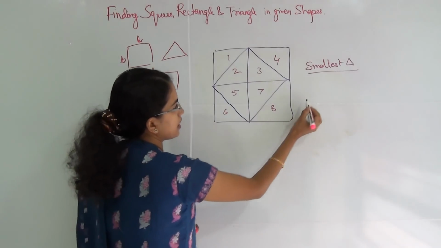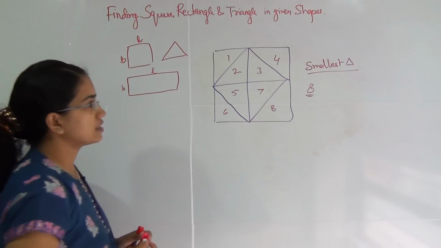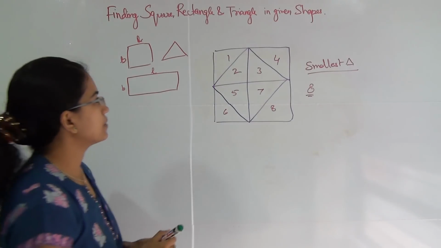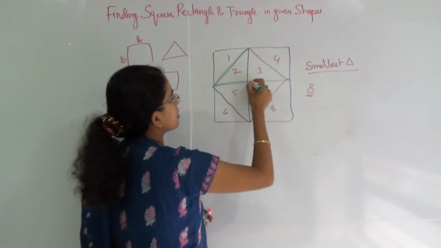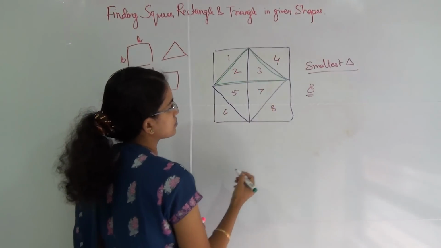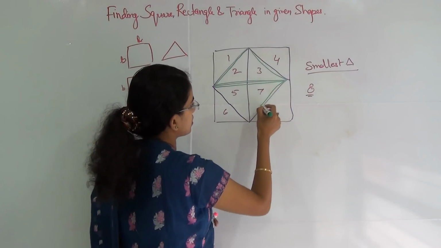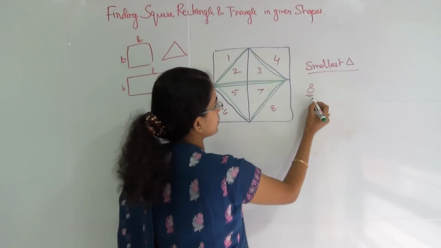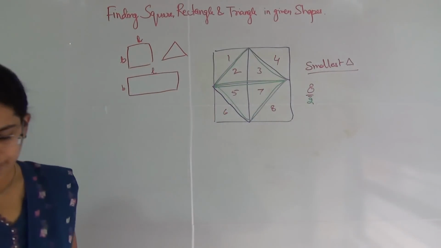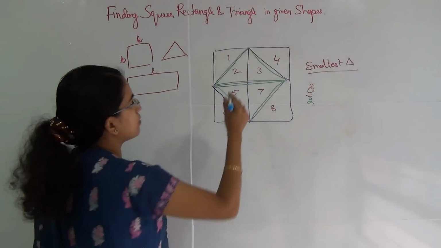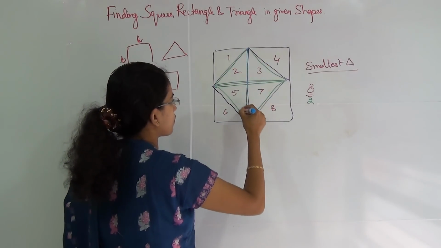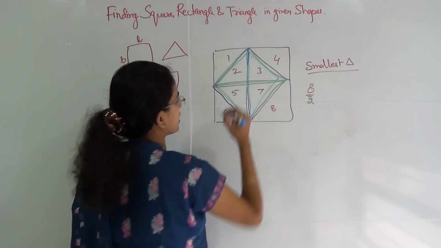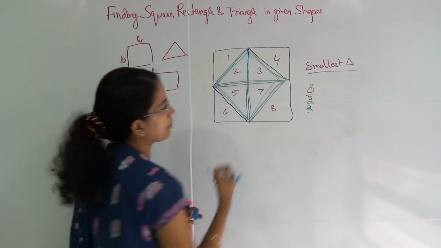So there are 8 small triangles. Okay. Now I try to join 2 triangles to form a bigger triangle. So what I'll do is, I will join 2 and 3, okay, and I will join 5 and 7. So one triangle on the top, one triangle on the bottom. So I have 2 more triangles here made by green, and then I'll have a triangle which is formed by 2 and 5 and 3 and 7. So 2 more triangles which are formed by blue.